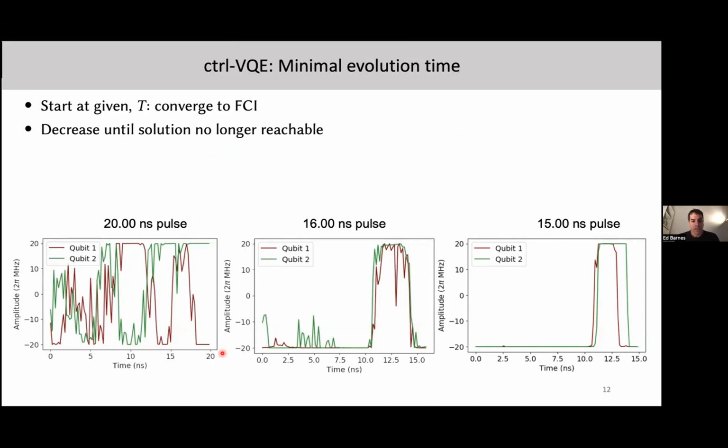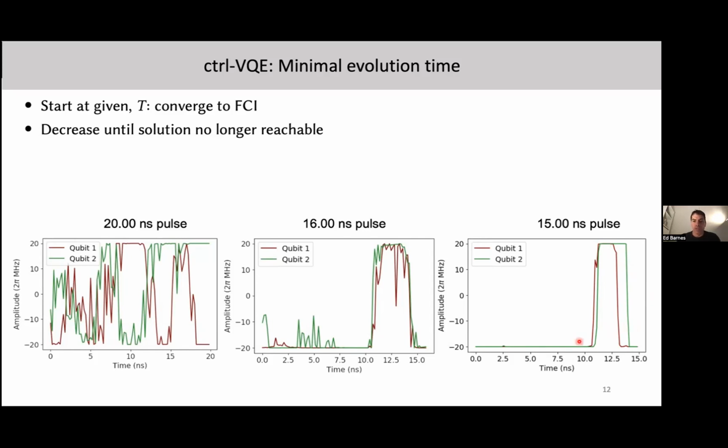And an interesting thing is that as we reduce this total duration to smaller and smaller times, here you can see this is a 20 nanosecond pulse. Here I'm showing a 2-qubit case. So the pulse on qubit 1 is in red, the one on qubit 2 is in green. As I reduce the pulse time from 20 nanoseconds down to 16 nanoseconds, I see that the pulses start to assume a simpler and simpler structure. So when I get down to 15 nanoseconds, I see that the pulses start to assume a simple square shape.